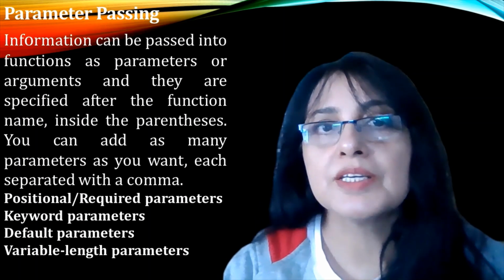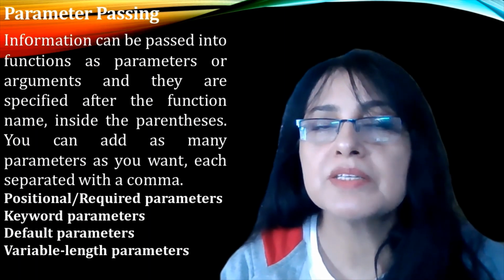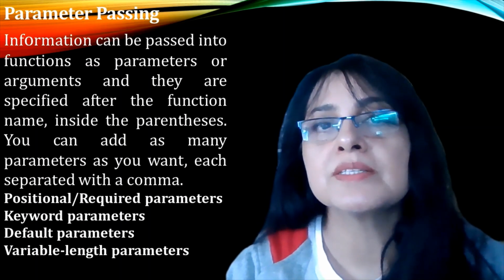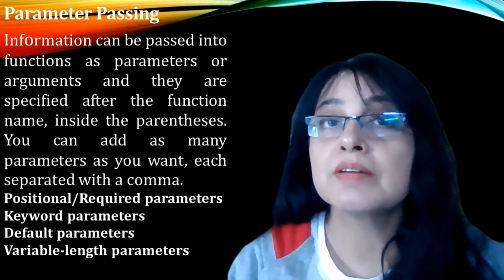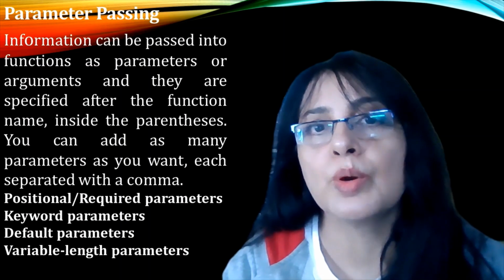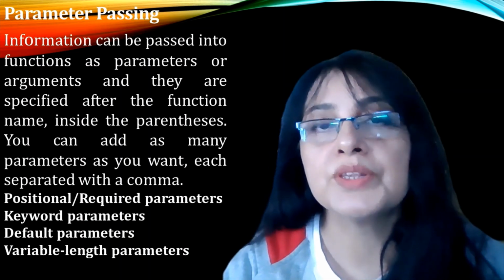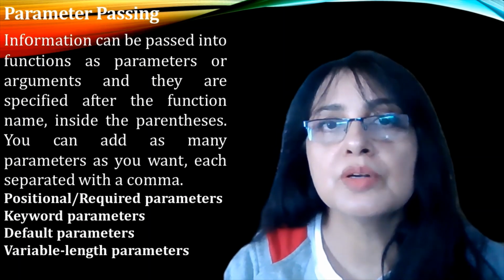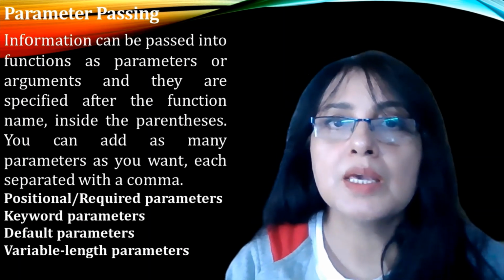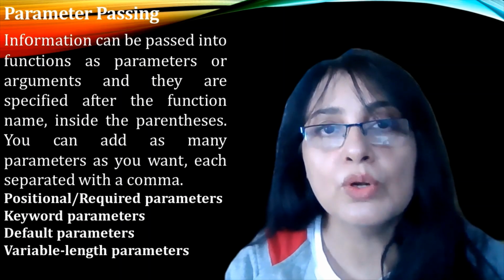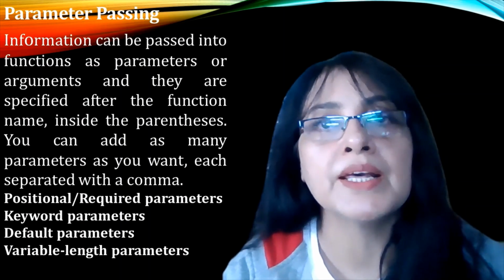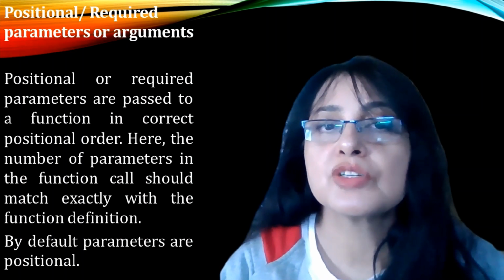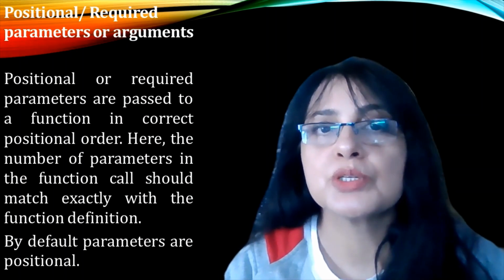Information can be passed into functions as parameters or arguments, and they're specified after the function name inside the parentheses. You can add as many parameters as you want, each separated with a comma. We're going to look at 4 of these: the positional or required parameters, keyword parameters, default parameters, and variable length parameters. Positional or required parameters are passed to a function in correct positional order.